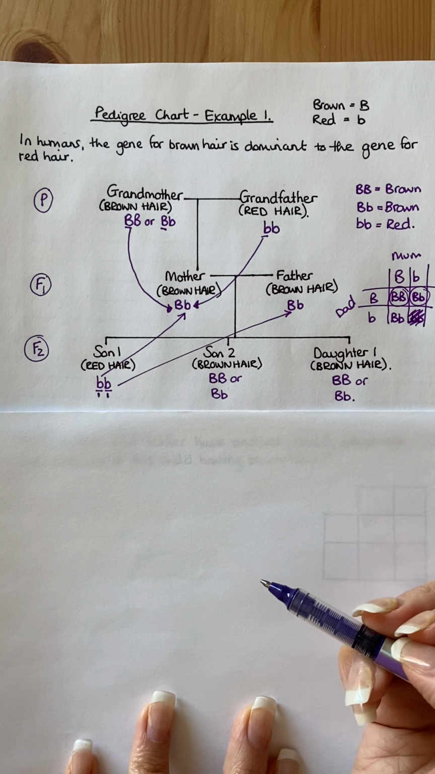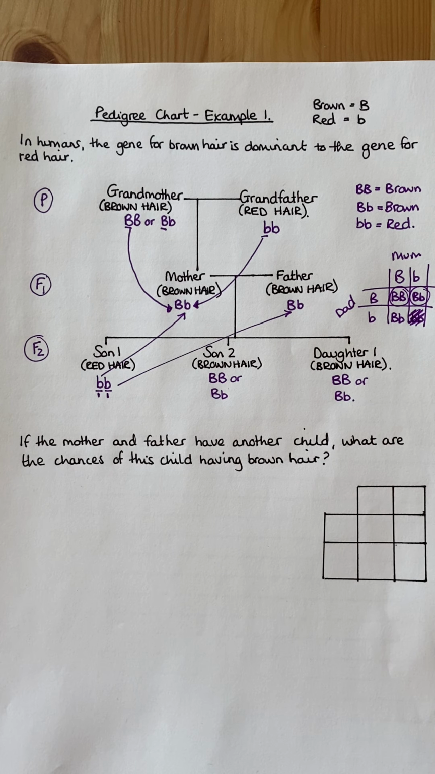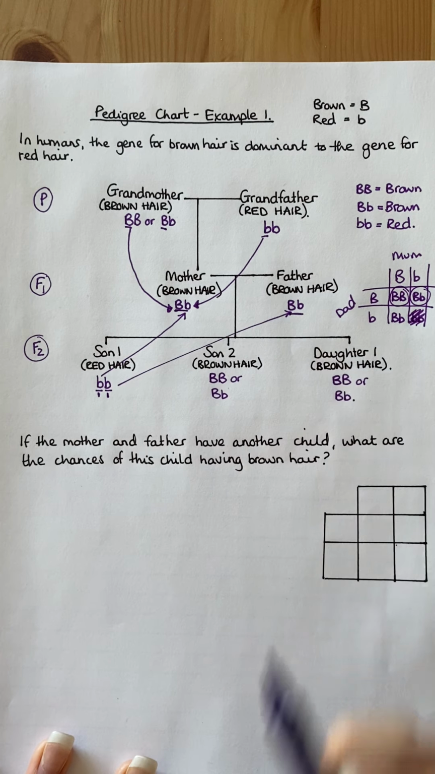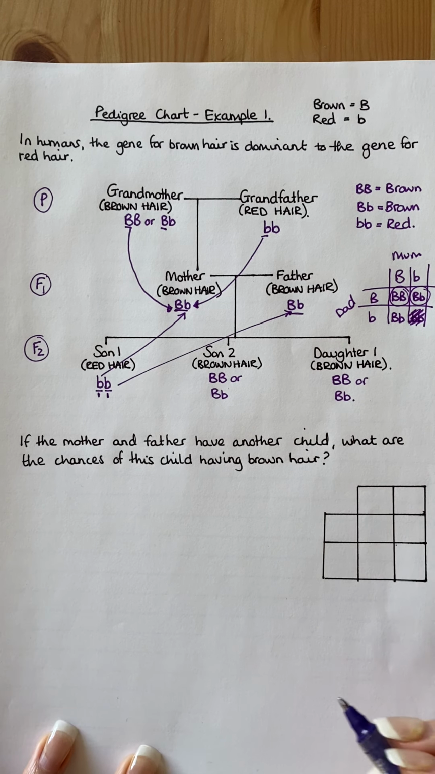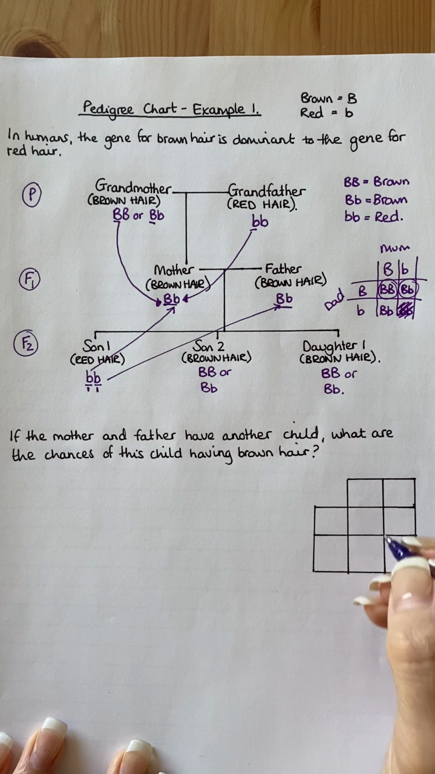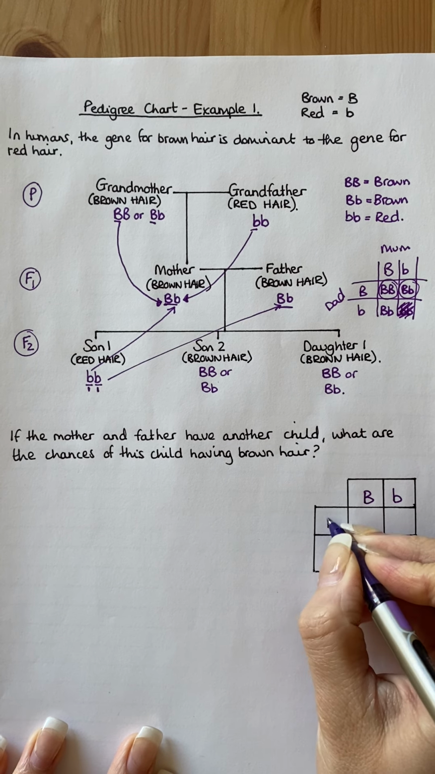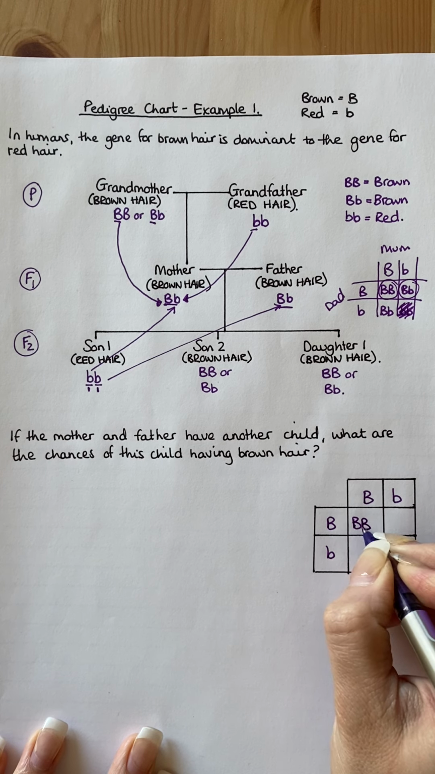Now in these questions, they could ask you as well a follow-up question based on what they've just covered. So I've written one as an example. If the mother and the father have another child, what are the chances of this child having brown hair? So you would have to do the Punnett square just like I've done before. You'd put the mother on one side and the father on the other and cross them like we've done before.